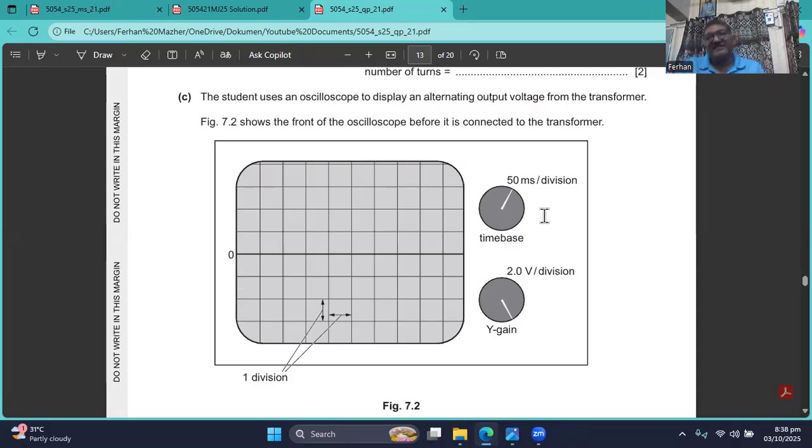And the y gain is the scale for the y-axis of this graph. On the y-axis, we have the voltage, and here it is set on 2 volts per division. So one square on the y-axis represents 2 volts, meaning 1 division on the y-axis equals 2 volts. And on the x-axis, 1 division equals 50 milliseconds. On the x-axis, we have time. On the y-axis, we have voltage.